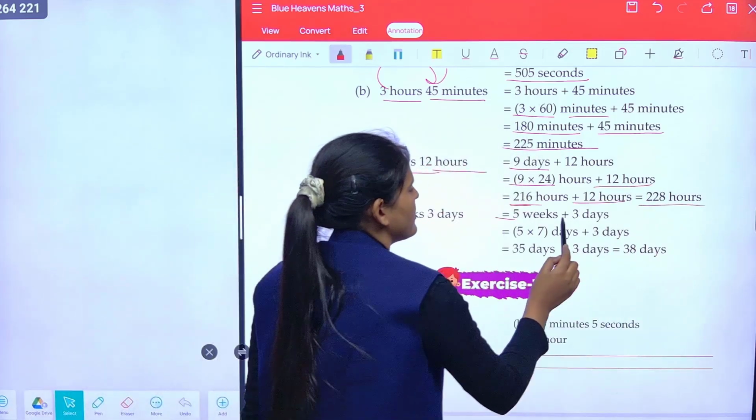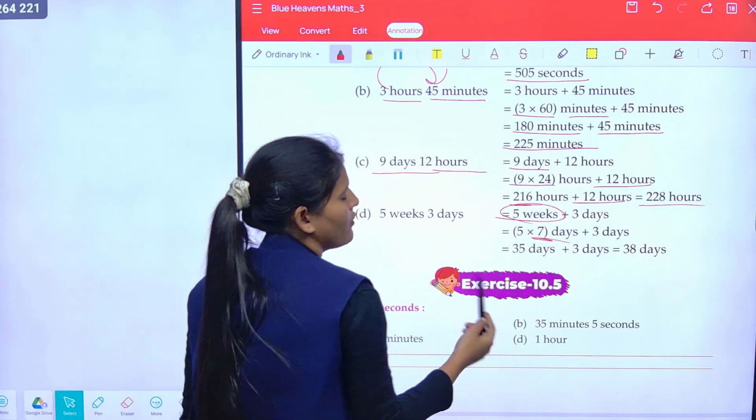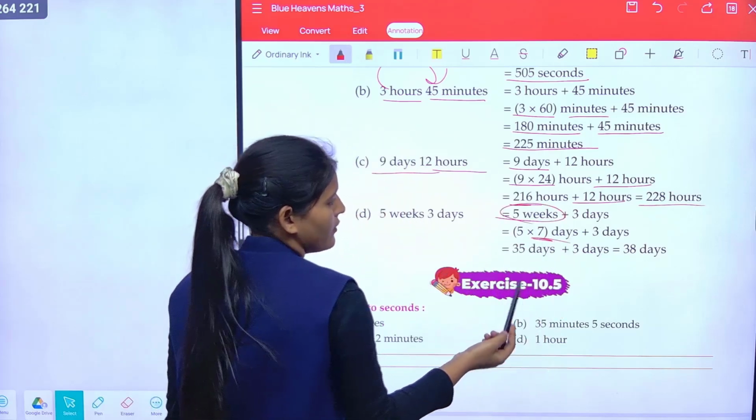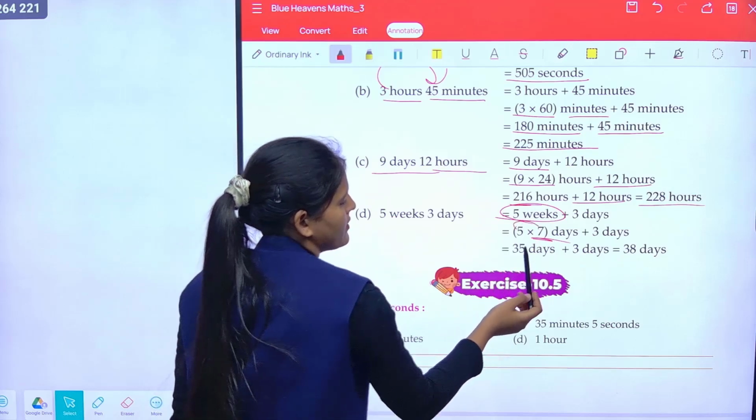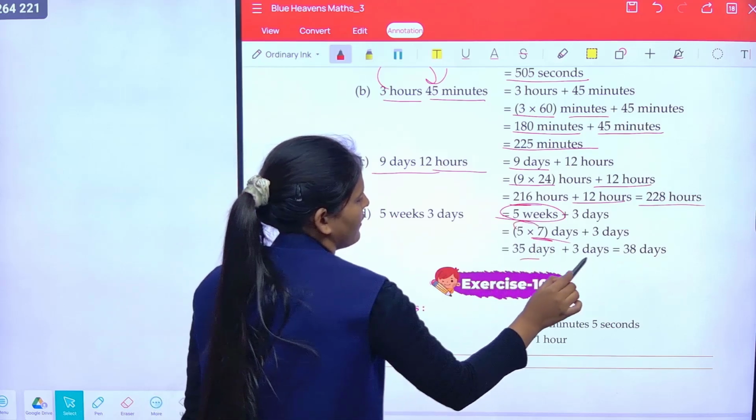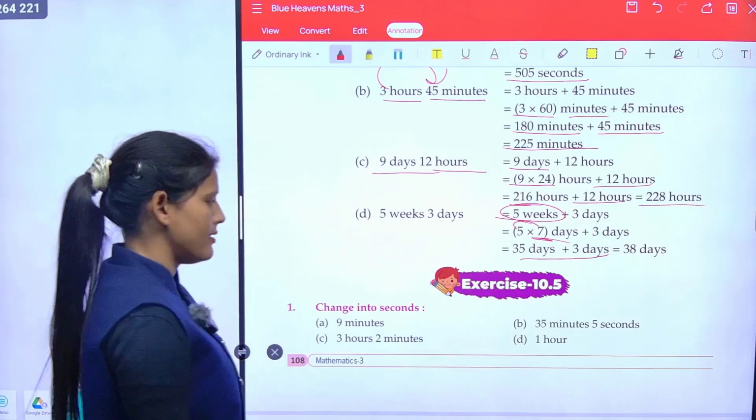Now 5 weeks 3 days. We will multiply by 7, because 1 week is equal to 7 days. 5 sevens are 35. 35 plus 3 days is equal to 38 days.